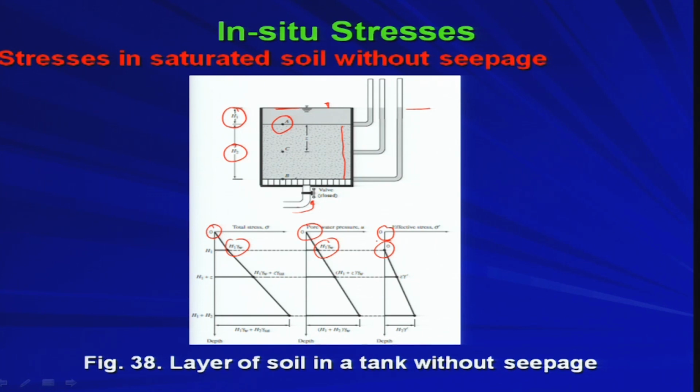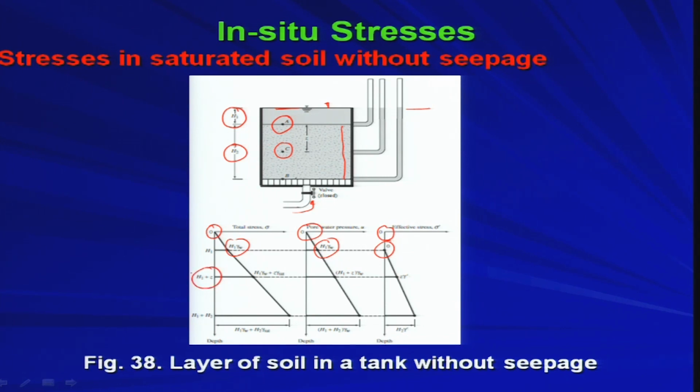So, I hope that you are following this. Now, if you travel from point A to some point C, which is situated at some depth z from the top surface of the soil specimen, that means you are traveling to point C, which has the depth equal to h1 plus z.